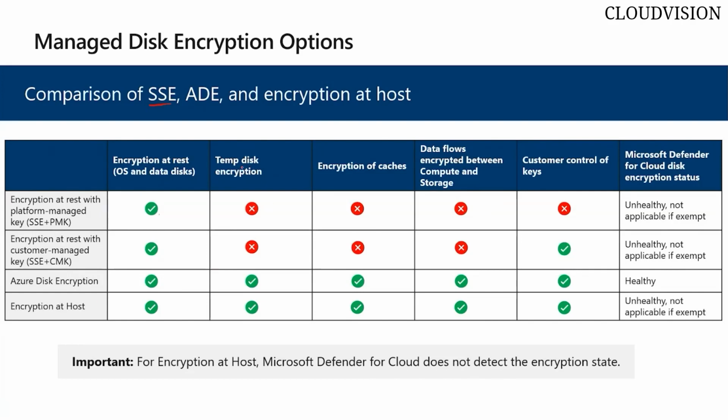But when you talk about encryption for your temp disk, meaning your D drive, SSE PMK and SSE CMK don't offer temp disk encryption. For swap operations, or page operations, we use the paging file and the temp disk. So this disk is not encrypted by SSE PMK or SSE CMK. It comes along with ADE and encryption at host. When it comes to encryption of caches, again with PMK, CMK, it's not possible. With ADE and encryption at host, it's possible. So you need to understand the differences.